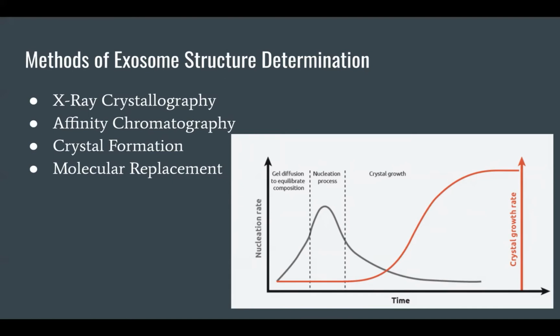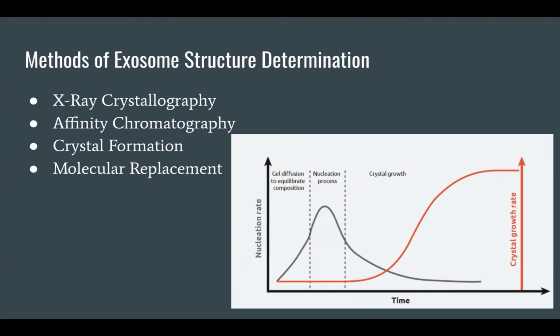Crystals of the protein were created via the hanging drop method, and long needle-like crystals were formed. The crystals were flash frozen in liquid nitrogen and diffracted to a 2.8 angstrom resolution. The phase problem was solved by molecular replacement, and an electron density map was formed.